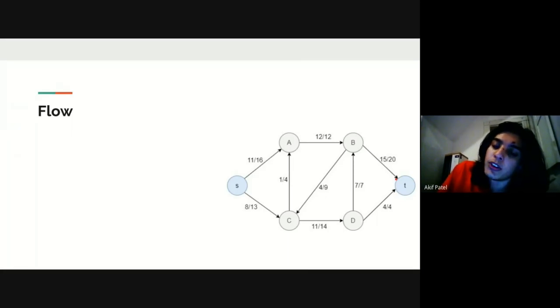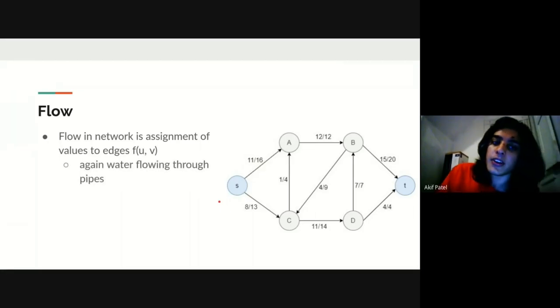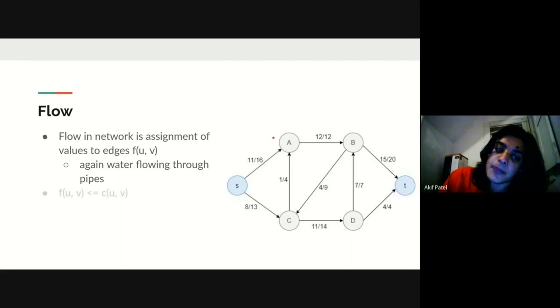On these flow networks, you can define what is called a flow. A flow is a further labeling or assignment to edges, F of U V. You can see here, this first number is the flow, and the second number is the capacity. Again, think of this as water flowing through a pipe. The flow is literally how much water is actually flowing through the pipe in a given situation. Whereas the capacity was the maximum amount that could flow through that pipe, flow is the amount that is flowing through that pipe. So 11 out of the 11 gallons is flowing through this pipe.